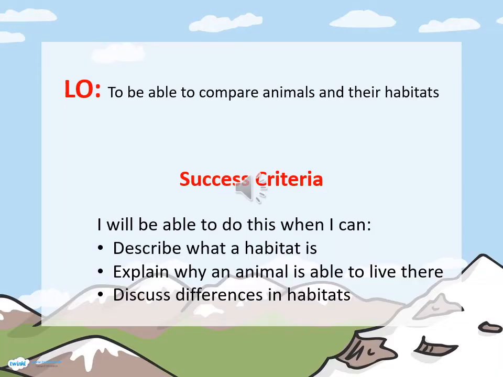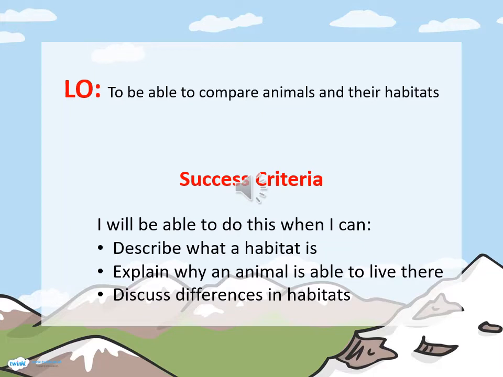The learning objective of today's lesson is to be able to compare animals and their habitats. And the success criteria is to describe what a habitat is, to explain why an animal is able to live there, and discuss differences in habitat.